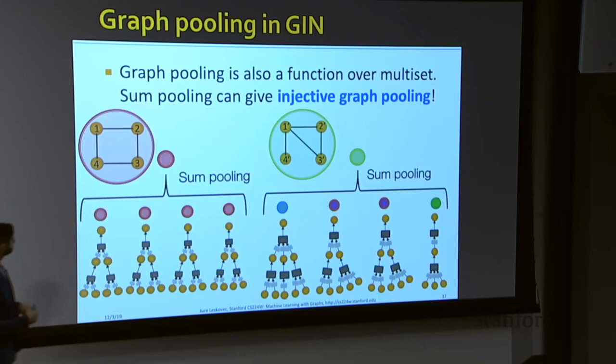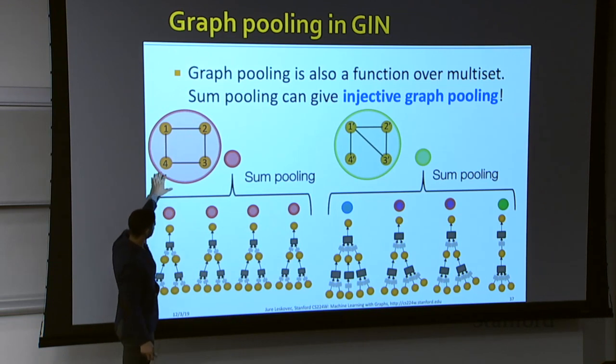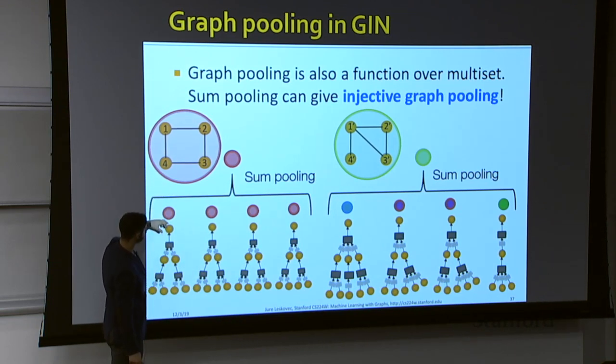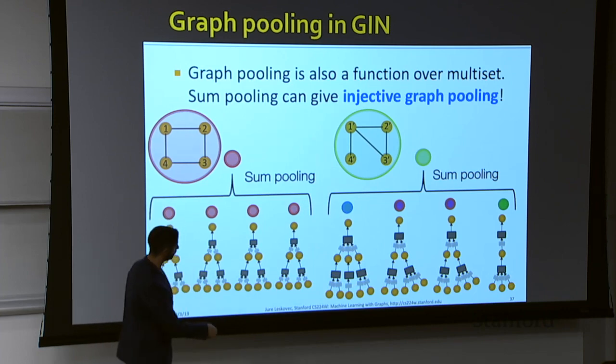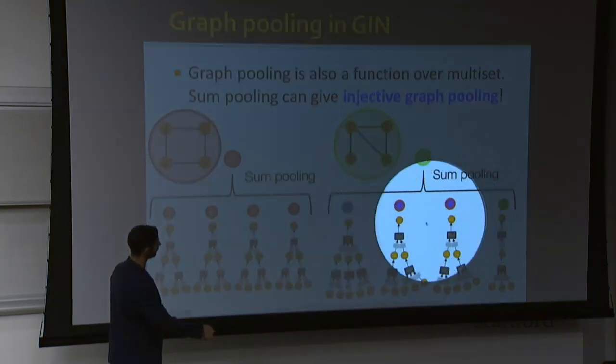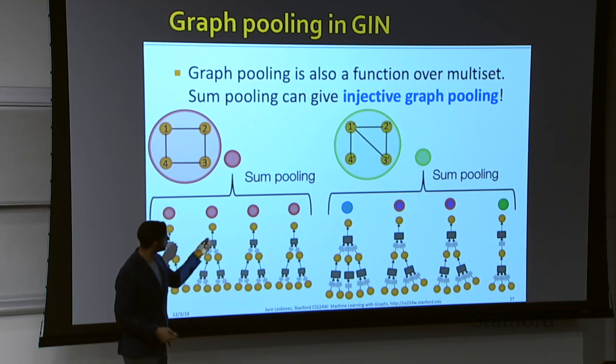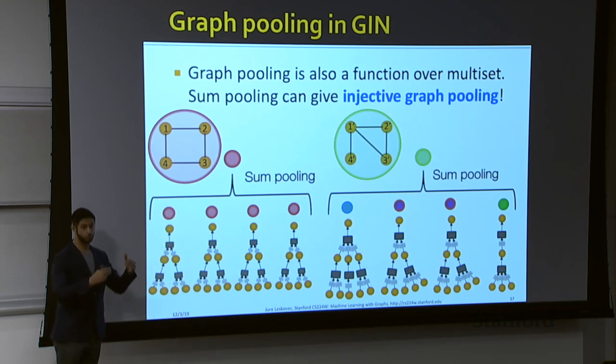All right, so this is the idea. We're back to the graphs that we were seeing before. We have our red graph where each node is mapping to the same color, and then we have our green graph where we have three different colors. Basically, two nodes are the same, and then we have blue and green, which are distinguished. Our expectation is that the sum pooling will also give us injective graph pooling.